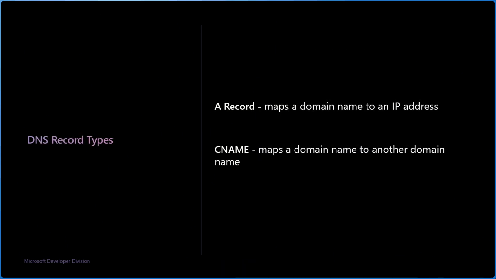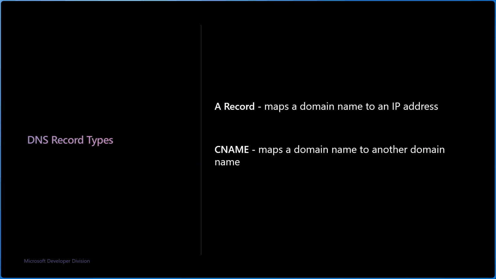There are two types of DNS records that we should be aware of today. The first one being an A record. An A record is a DNS record that maps a domain name to an IP address. For example, if you want to point yourdomain.com to the IP address 123.456.789, you would create an A record for yourdomain.com.